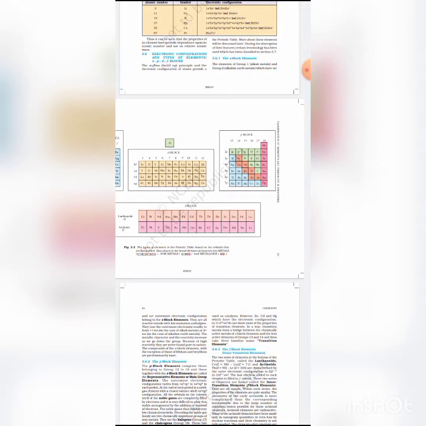Student, as atomic size increases from top to bottom in a group, naturally the distance of the outermost electrons from the nucleus increases, and as such the attractive force of the nucleus on outermost electrons goes on decreasing. So consequently the energy required to remove the electron decreases, and hence ionization energy decreases on moving down a group.